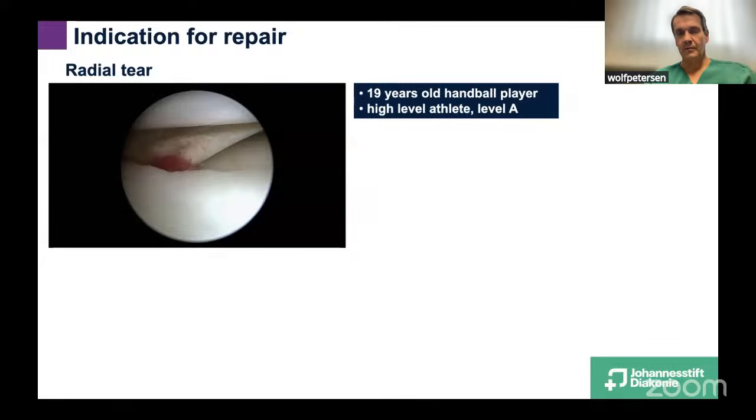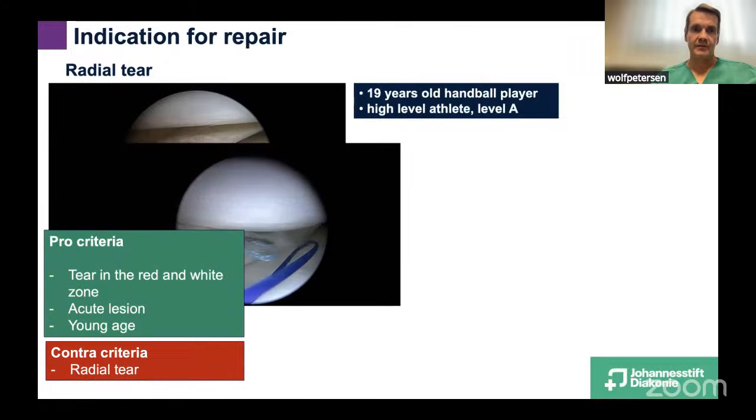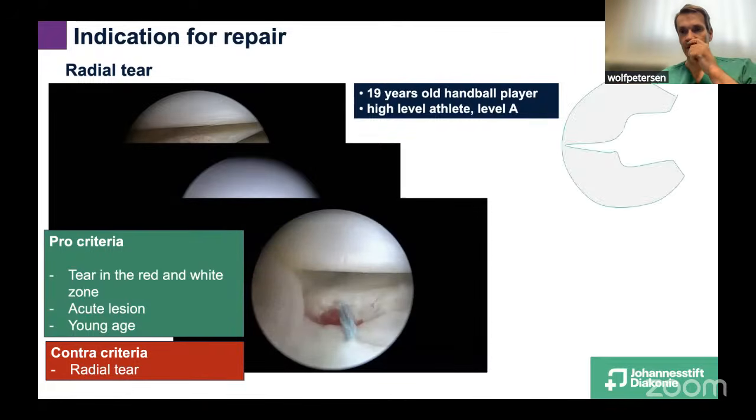So these are 2 examples. This is a radial tear. From the tear morphology, not the best criterion, not the best tear morphology to perform a repair, but the patient is pretty young, 19 years old, a high-level athlete. That's why I decided in this case, we have several pro criteria which outweigh the radial tear, which could be considered a contra criterion. And in this case, as you can see here, I decided for a repair.